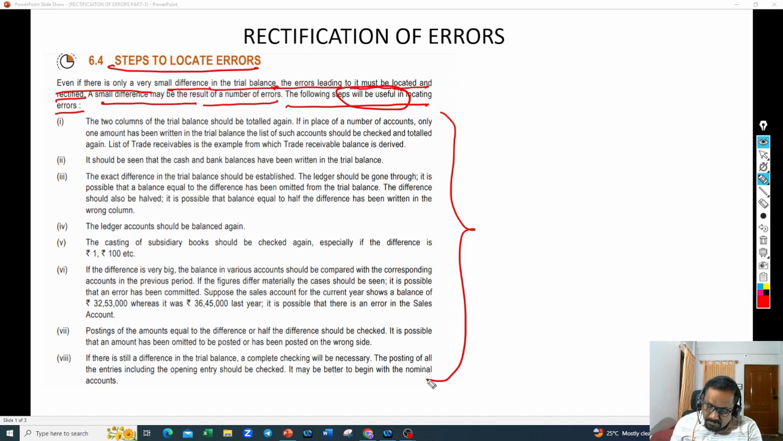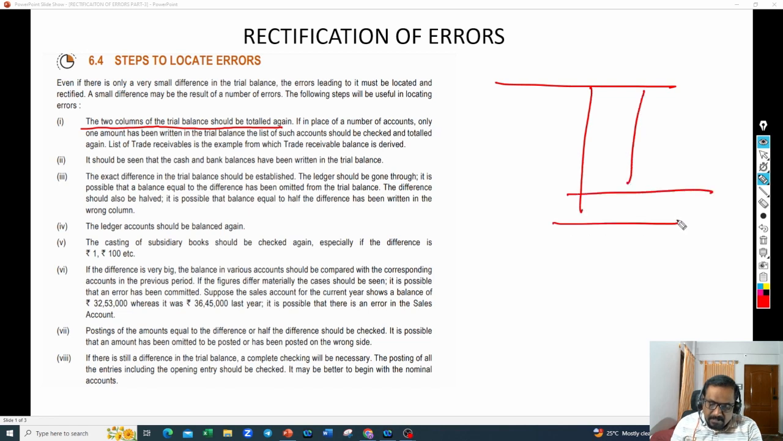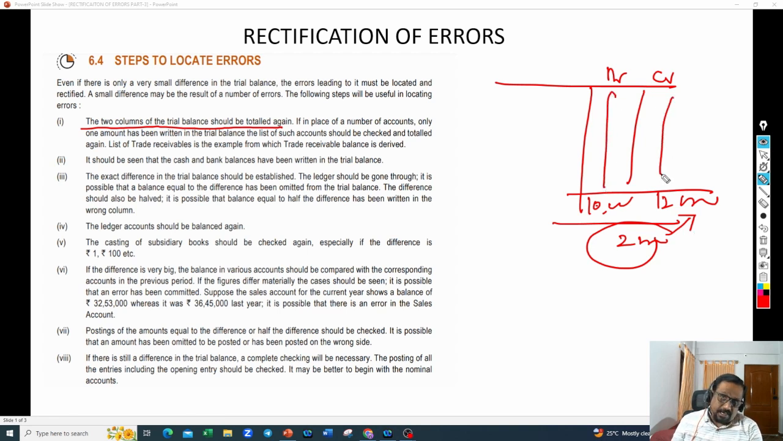Let us do the first. What is that first point? The 2 columns of the trial balance should be totaled again. As soon as you see the difference in the trial balance, let us say this is the trial balance. This is debit, this is credit. This is coming 10,000, this is coming 12,000. Now the difference is 2,000, which is on the higher side of credit. So as soon as you see the difference, the first and foremost thing you need to do is first total the debit and credit once again.